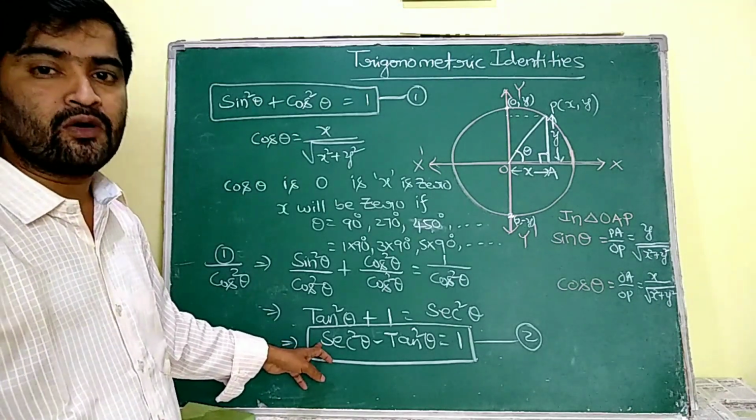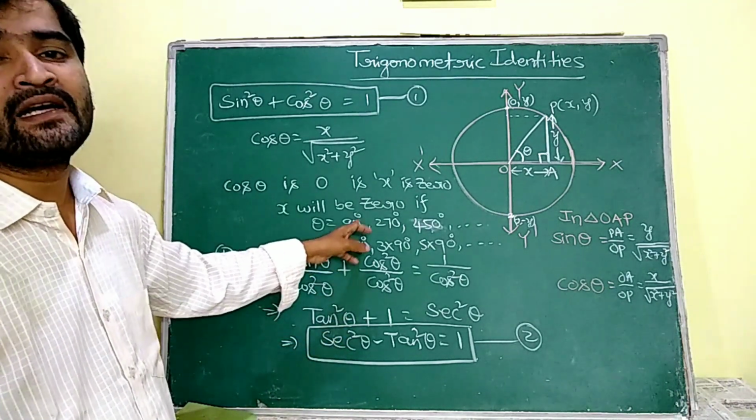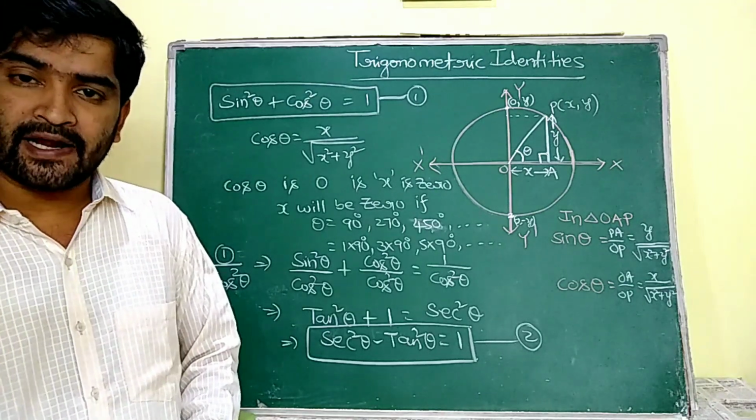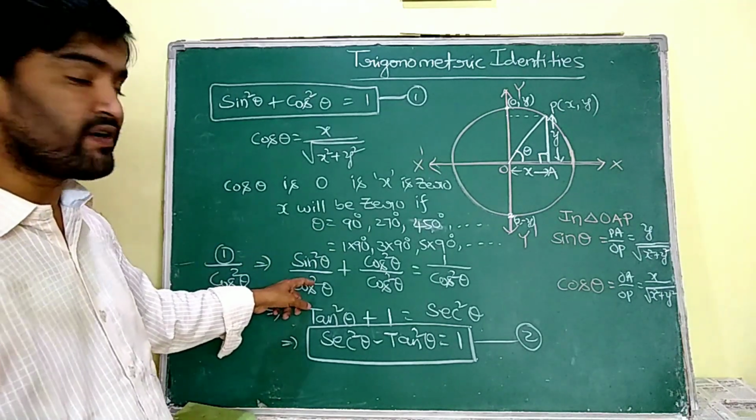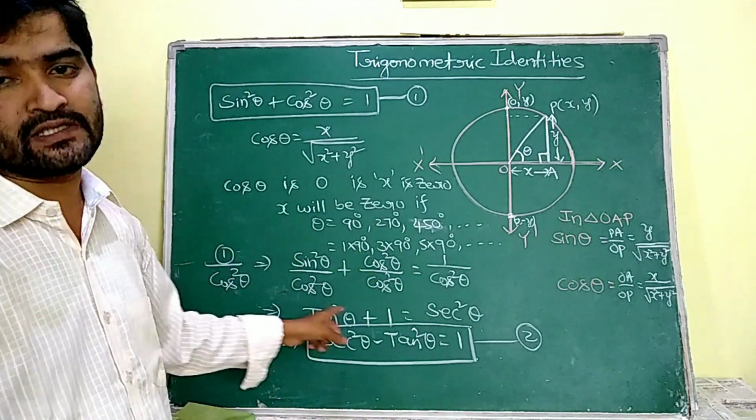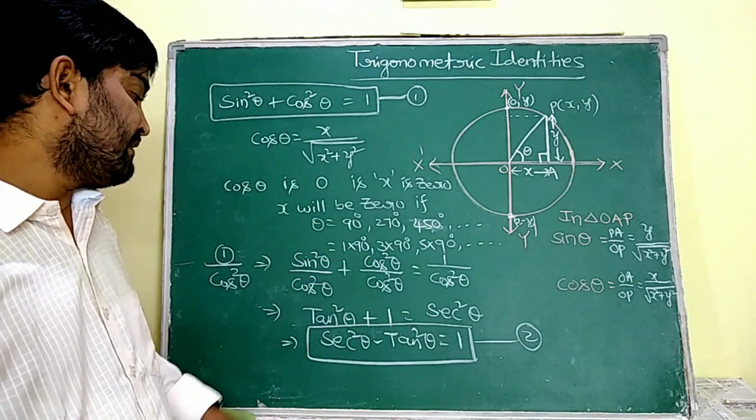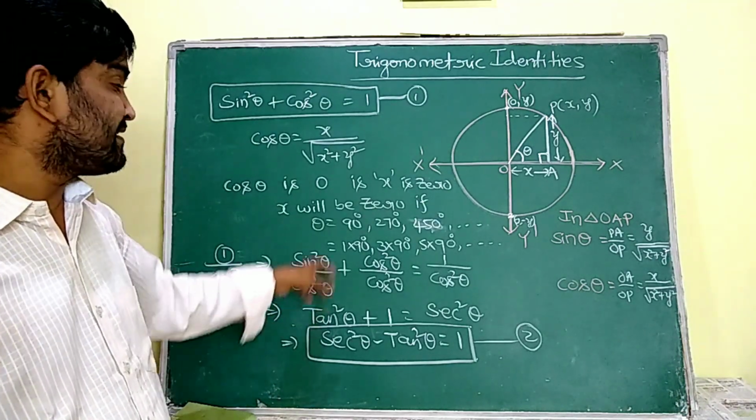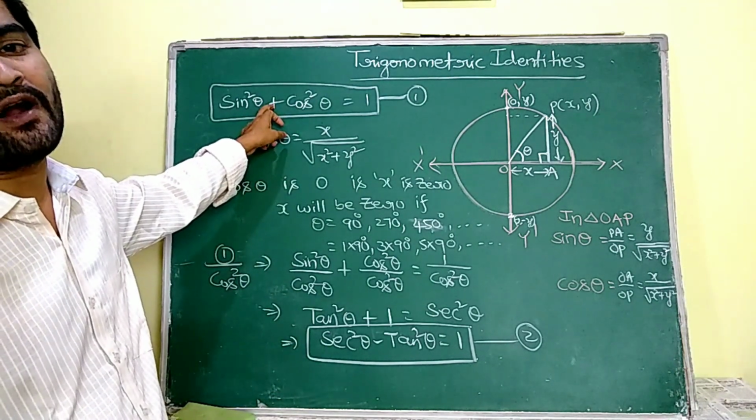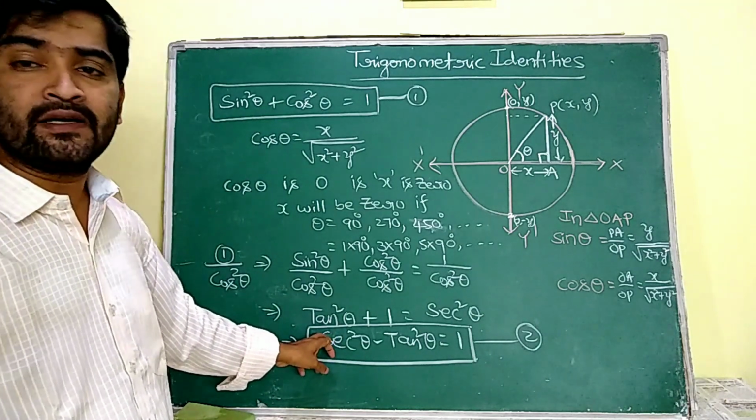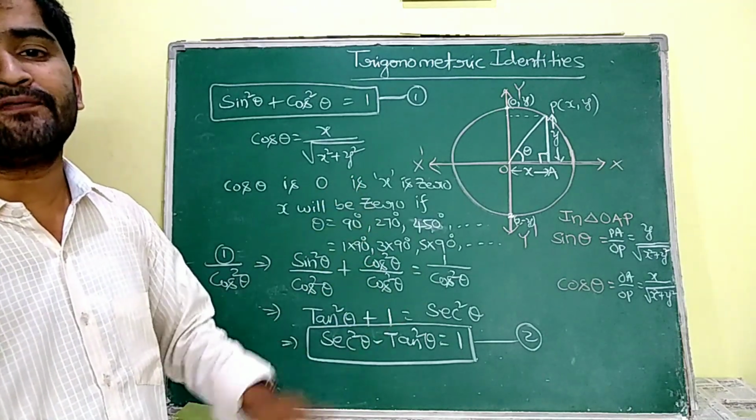This identity 2 is only true for values other than theta equal to odd multiples of 90. If you consider odd multiples of 90, then cos theta becomes 0, and then it is not possible for us. Why? Because dividing any value by 0, we don't know its value. That's why this identity 2 fails at the odd multiples of 90. But identity 1 is true for all the values of theta, while identity 2 is only true for values other than the odd multiples of 90.